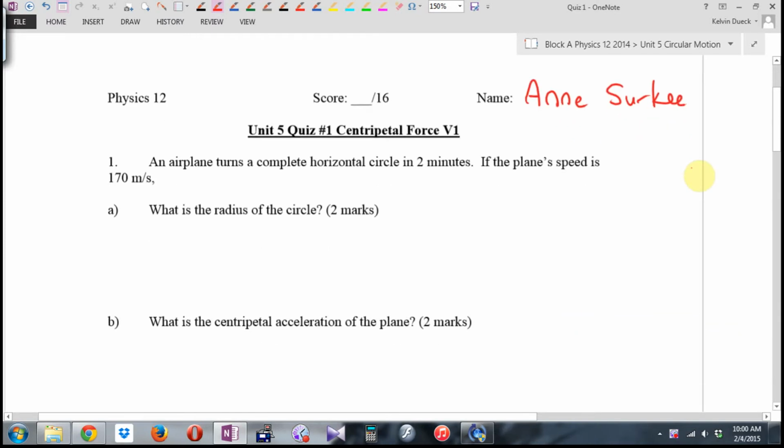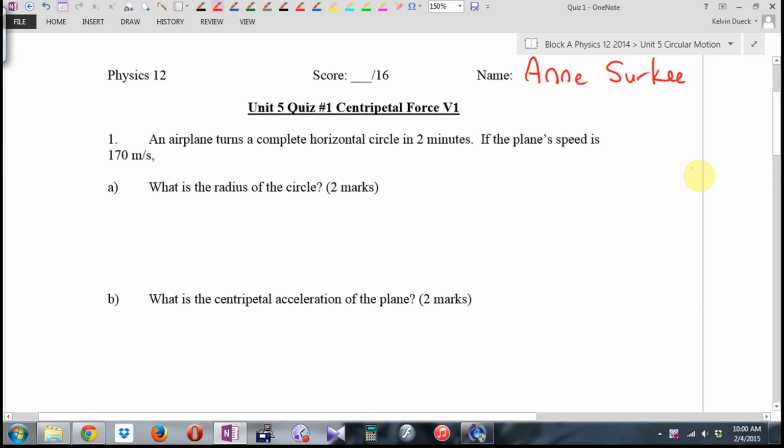It says this: an airplane turns a complete horizontal circle in 2 minutes. If the plane's speed is 170 meters per second, what's the radius of the circle? Well, they told me the speed is 170, and the period is 120 seconds, 2 minutes. They want the radius. I know that circular or centripetal speed is 2 pi r over the period.